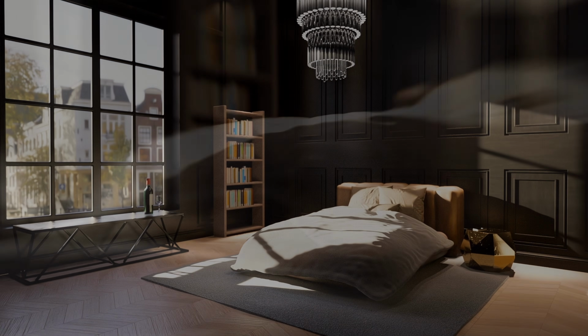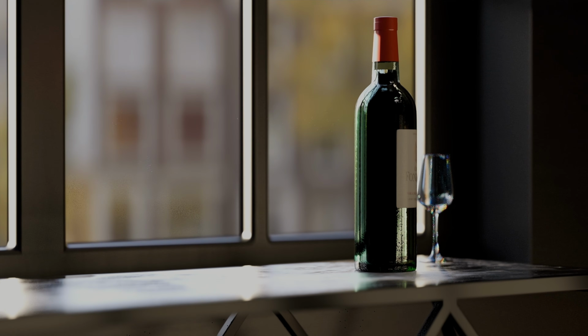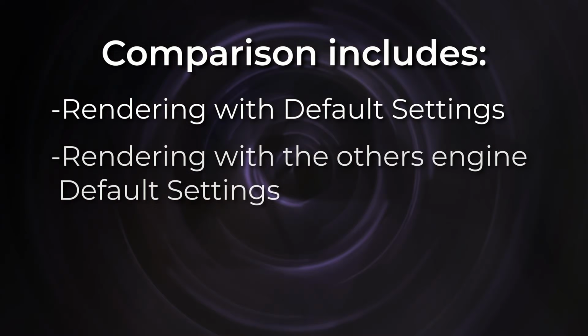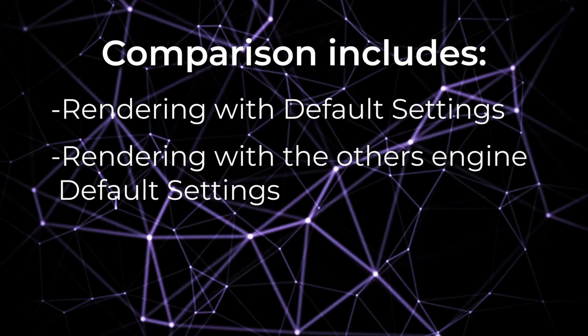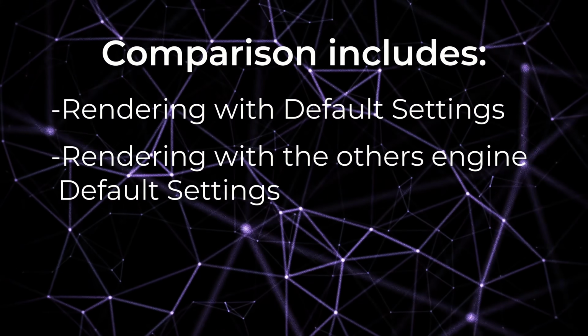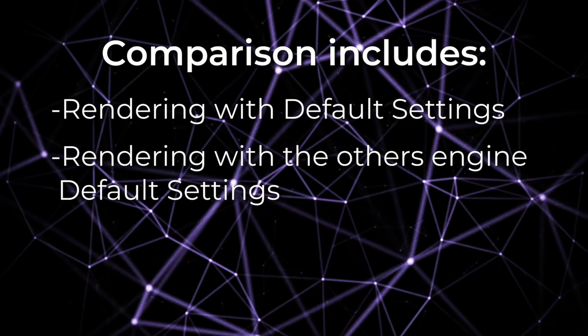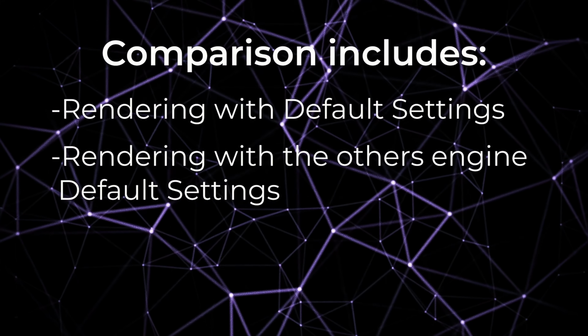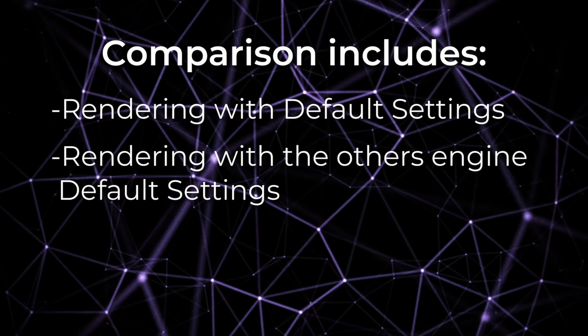I've rendered multiple angles of the scene with the default settings of each engine to measure the out-of-the-box experience. Then I've also translated the default settings between both engines. So I've put Cycles default settings into Octane and Octane's default settings into Cycles. I did this to avoid one engine purely benefiting from having better default settings for the scene.